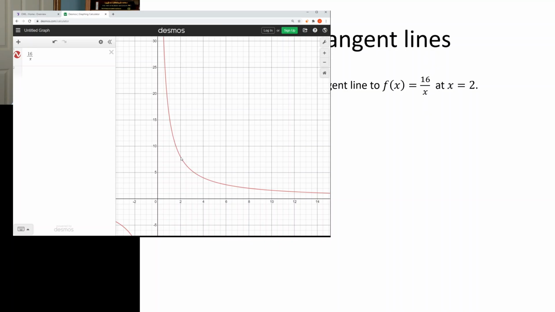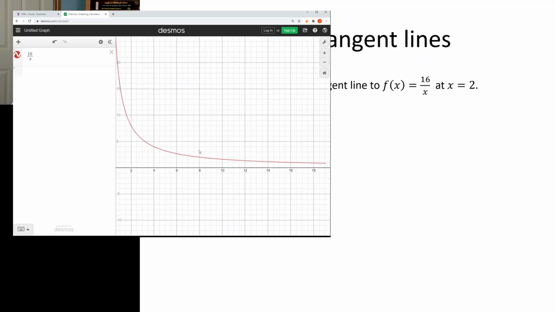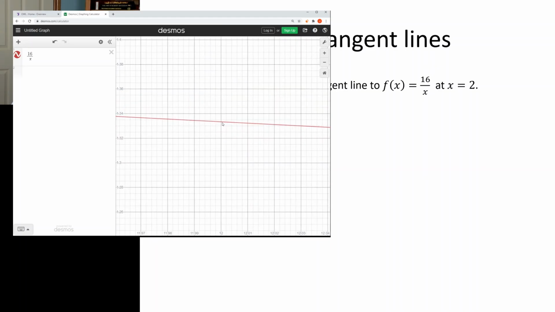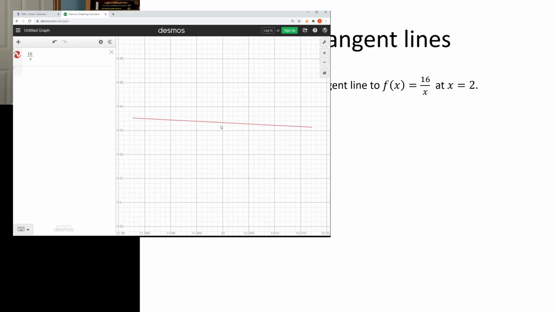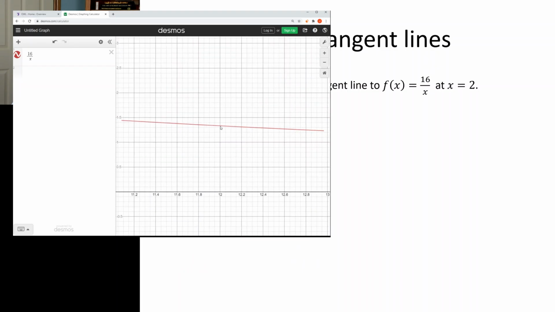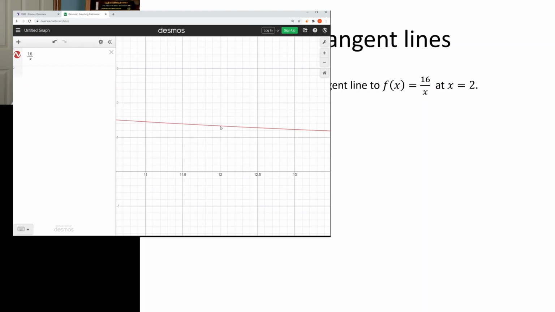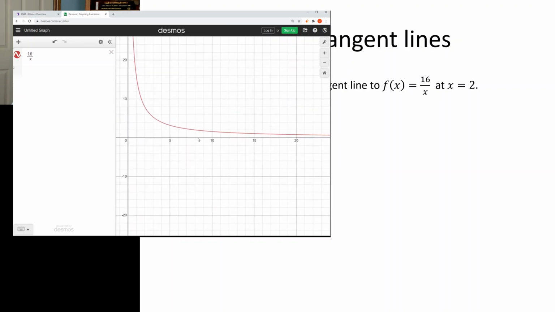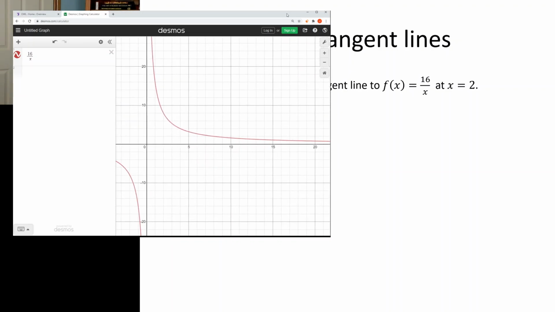But locally, no matter where you zoom in, as long as you're zooming into a point at which the function is continuous, it will appear to be a straight line once you zoom in close enough. The slope of that straight line that the function appears to be is the slope of the tangent line. It's the value of the derivative of the function at that point. I'll try to get the rest of the equation.